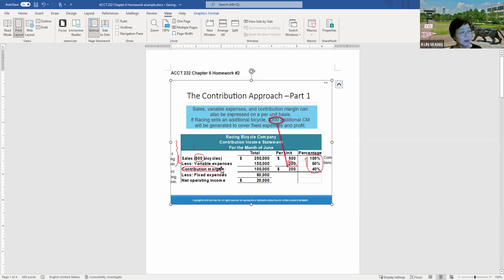But quickly, inside the variable expense, if you take notes, I want you to make sure you understand what items are included under the variable expenses. We have the variable manufacturing cost and the variable period cost. Under the variable manufacturing cost, we have direct material, direct labor, and variable overhead.